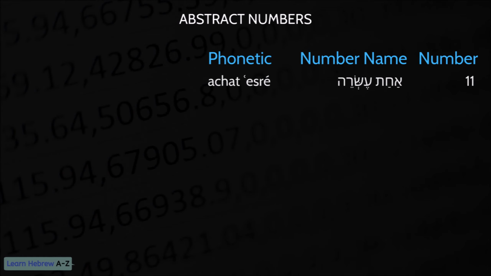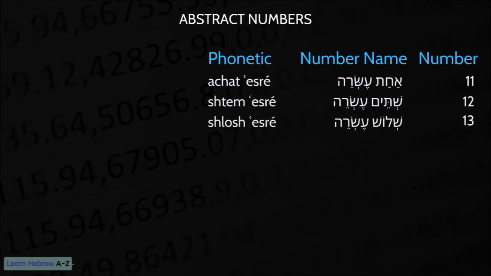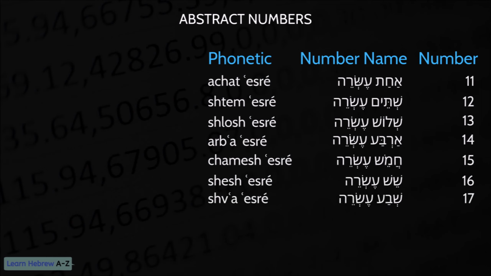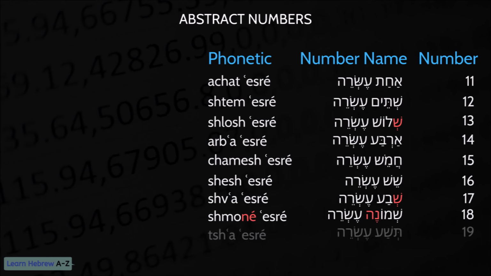11, 12, 13, 14, 15, 16, 17. Notice the shva nikud in the letter shin. This is in the construct form. 18. Notice the right pronunciation is shmone and not shmona. 19. Notice the shva nikud in the letter shin. This is again the construct form, just like 17 above. And finally, 20.